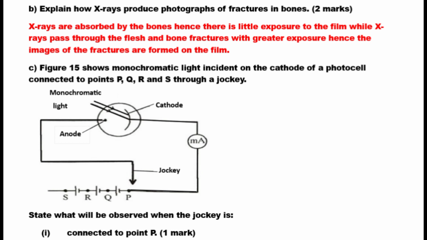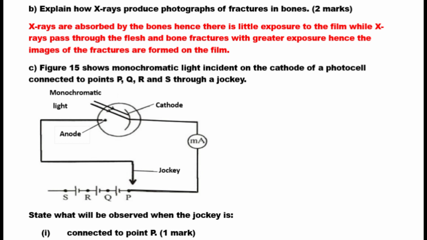In other words, we are saying X-rays are able to propagate through the flesh and also the bone fractures where there are cracks. That means where there is bone itself, the X-rays will be a bit blocked, and that means a shadow or the image is formed on the film.